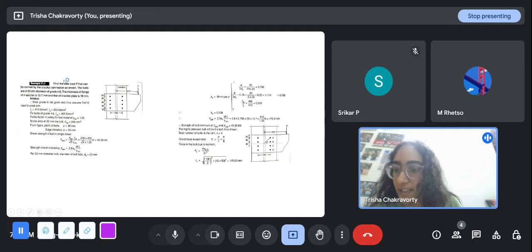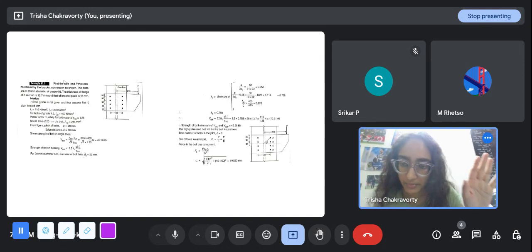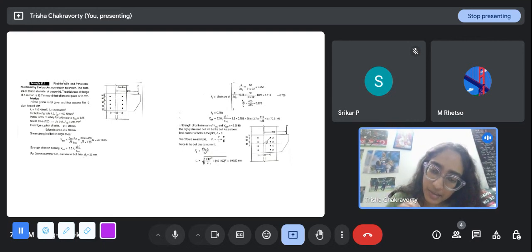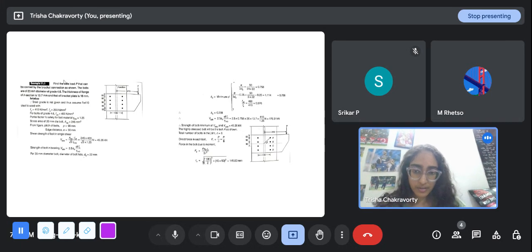Find the safe load P that can be carried by the bracket connection. Why is this a bracket connection? You remember what I said about bracket connections. Since the column and the beam are not directly meeting, the force is applied at a distance from both the beam and the column.